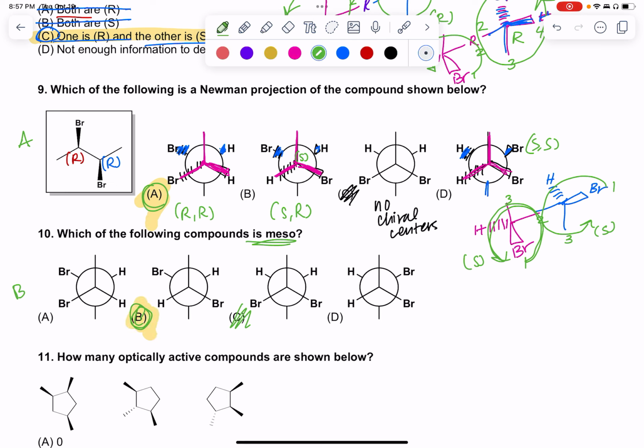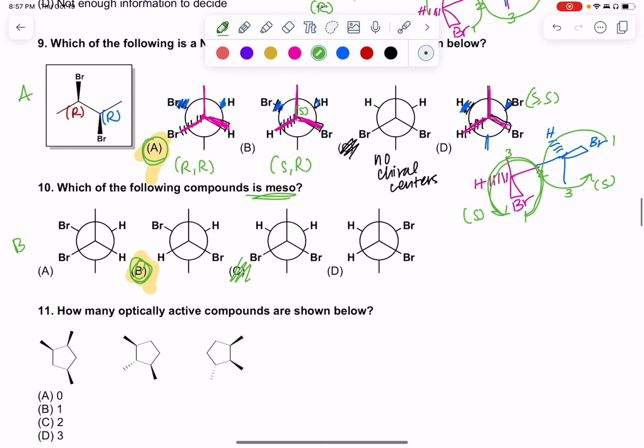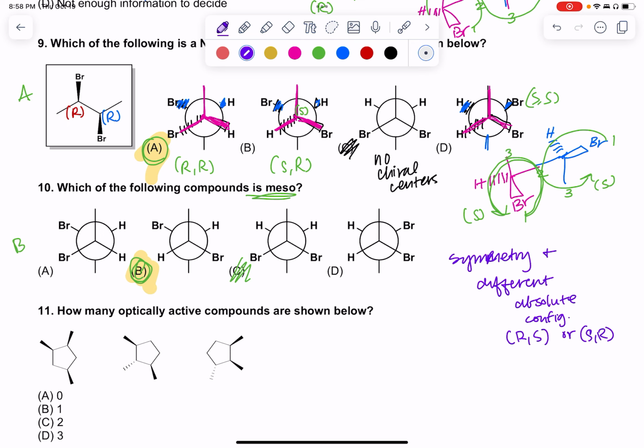Remember that those chiral centers cancel out. You have to have symmetry for meso. Meso, you want symmetry. And so you want different absolute configs, aka RS or SR. You want it to be like that.